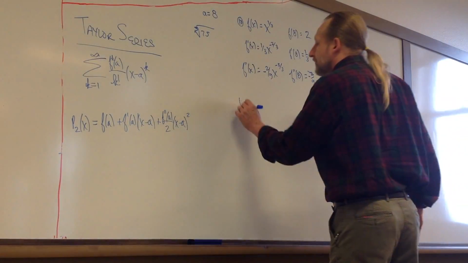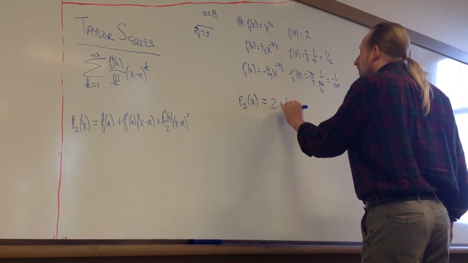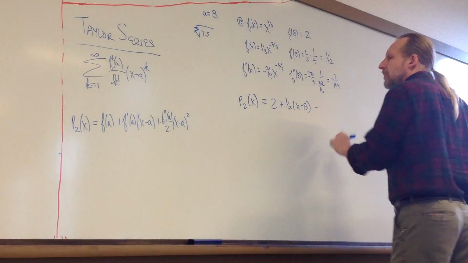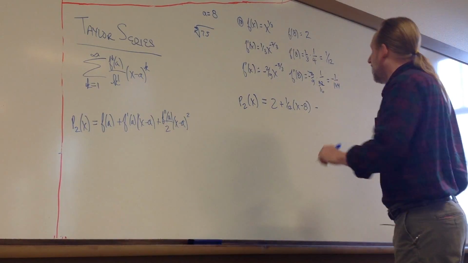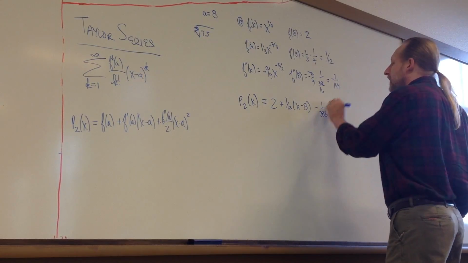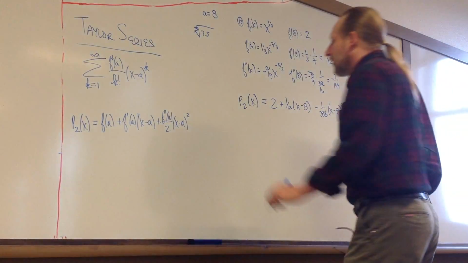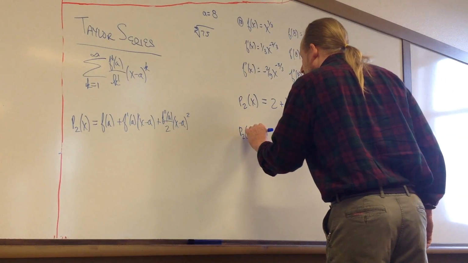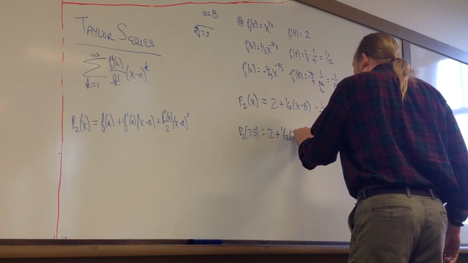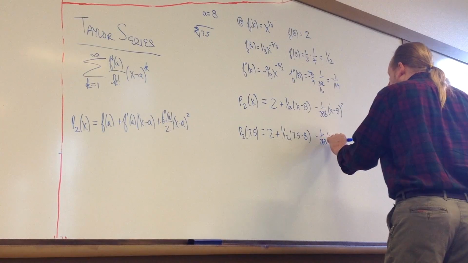All right, let's wrap things up here. P2 of x is going to be 2 plus 1/12 times x minus 8, and then minus 1/144 times a half, so 1 over 288, times x minus 8 all squared. So, if we want P2 of 7.5, we'll plug in that 7.5 for the x.